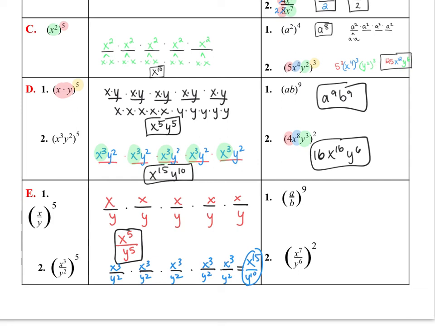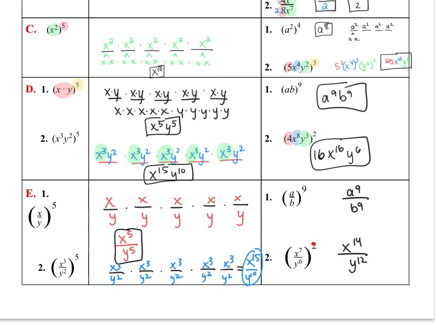So you're going to pause the video, try these practice examples 1 and 2, press play when you're ready to check your answers. So on number 1, my exponent of 9 is being applied to everything inside the parentheses, so that means both a and b are being raised to the 9th power. Now b just happens to be in the denominator, so we're going to keep it there. A to the 9th over b to the 9th.